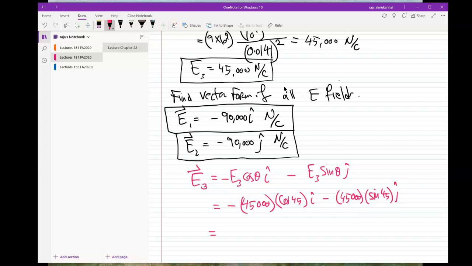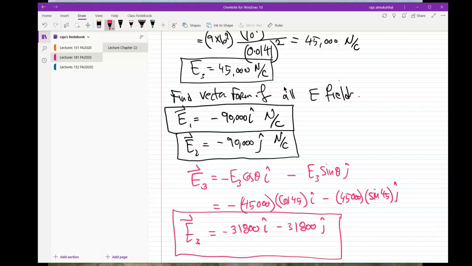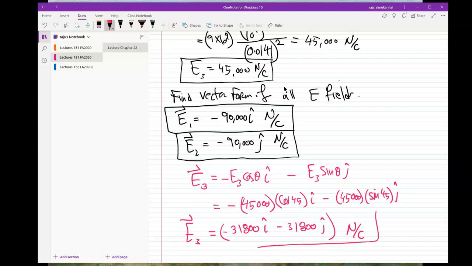And when I work it out, I will get negative 31,800 i minus 31,800 j as the electric field. Oops, I forgot the unit. Newton per Coulomb for both, right? Newton per Coulomb. There we go. Is that better?